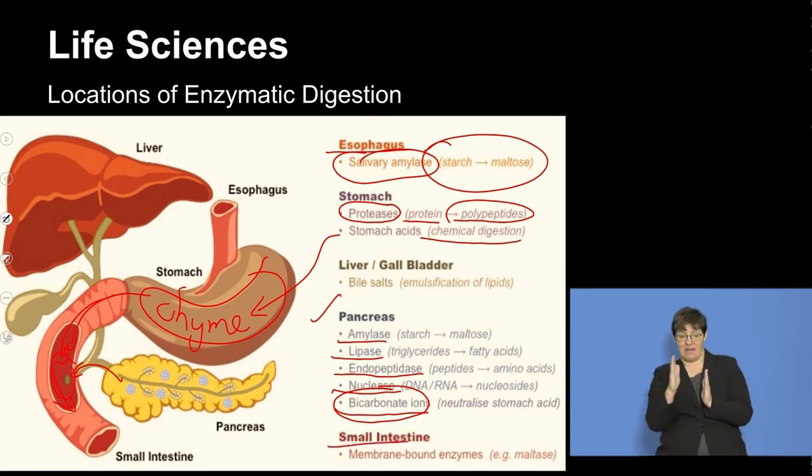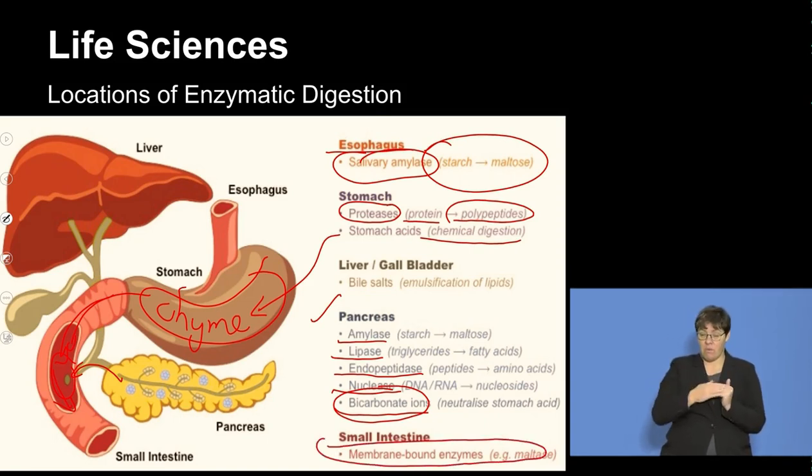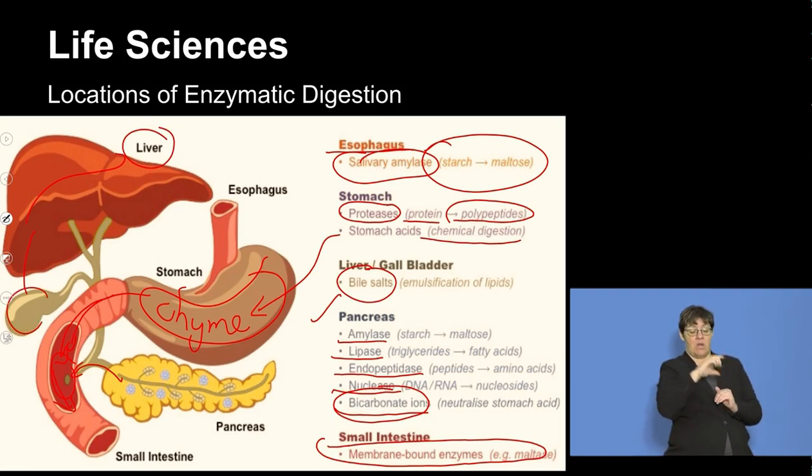We also see that the food is broken up further in the small intestine. Let's not forget the function of the liver. The liver produces bile salts, which are temporarily stored in the gallbladder, and which are then released via the bile duct into the duodenum. That helps in fat digestion.